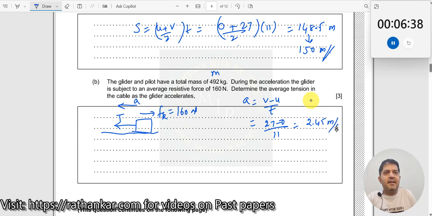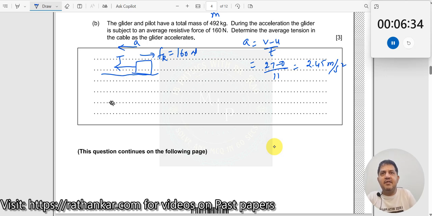2.45 meter per second square. This is the acceleration you get. Now let us write down the equation. I can now write T minus 160 is equal to M into A. What is M here? M is 492. So I will write this as 492 multiplied by 2.45.